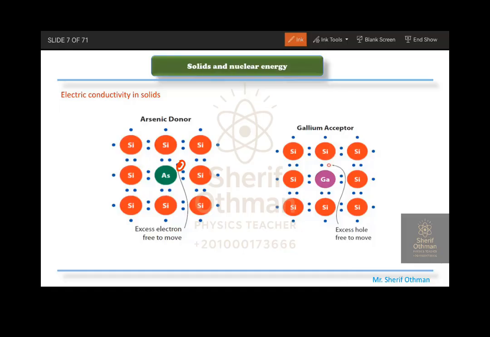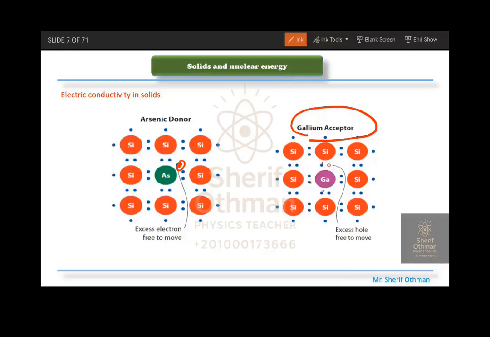And each atom needs to get rid of this electron, so it's going to pass it to the next atom. Here, gallium. Gallium is a trivalent element, so it has only 3 electrons surrounding it.